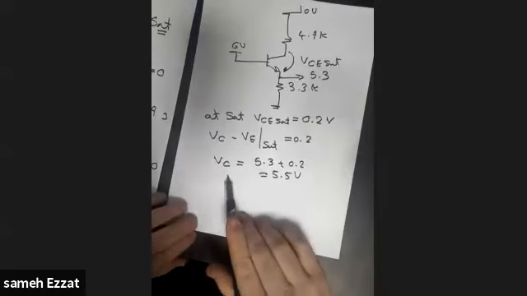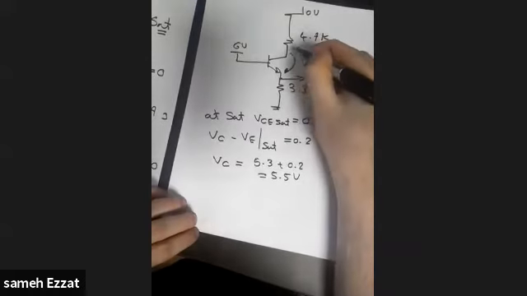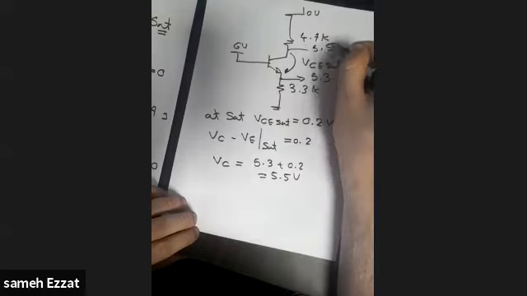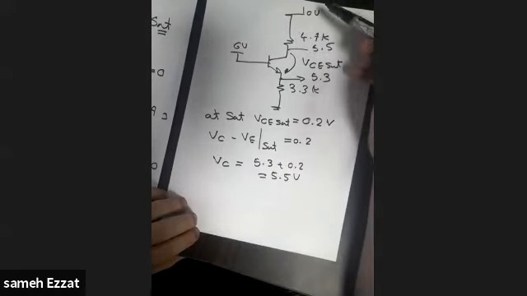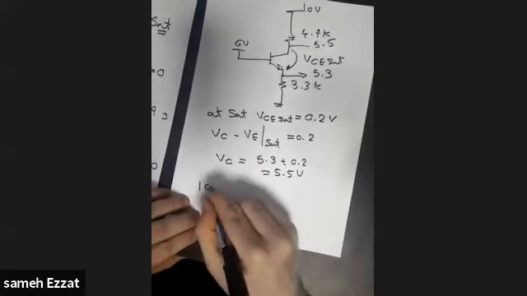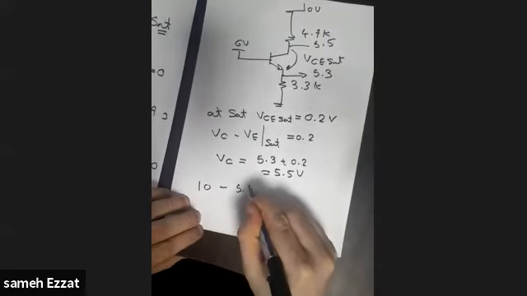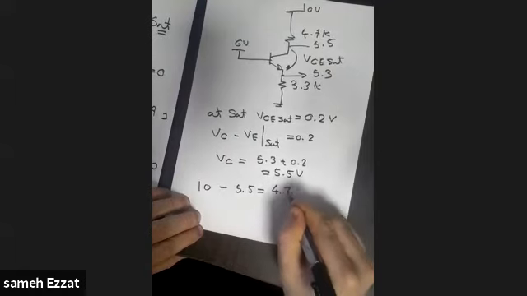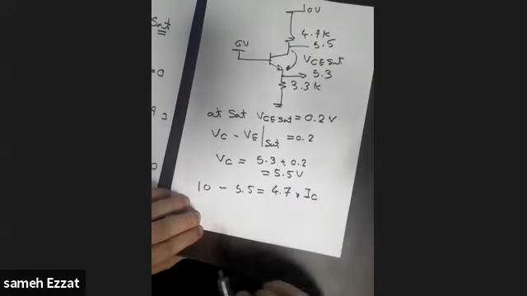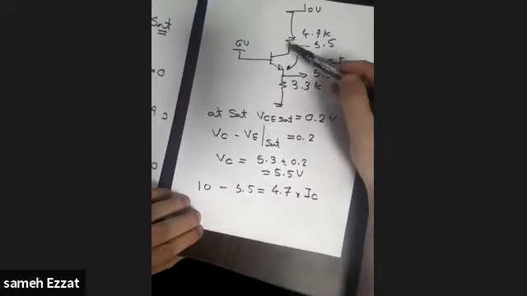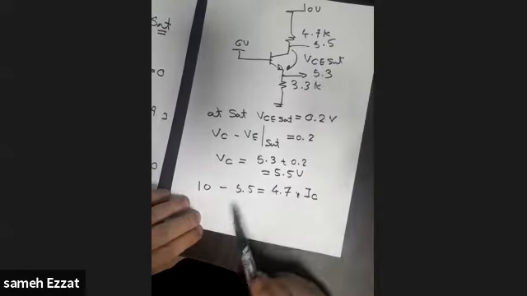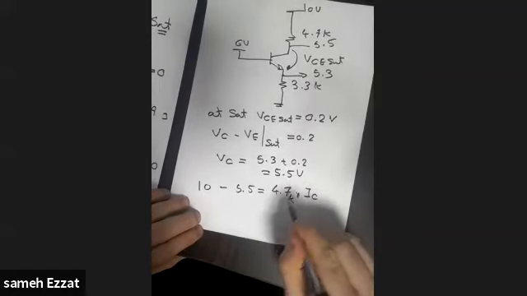Okay, now you calculate the new VC. Now you know that this voltage is 5.5, and you can now calculate what's called the IC. That's right. IC here is doable because 10 minus 5.5 equals 4.7 times IC. Very simple. The voltage drop on the resistance, 10 minus 4.7, equals the current. So by this equation here, of course, it is 4.7K.